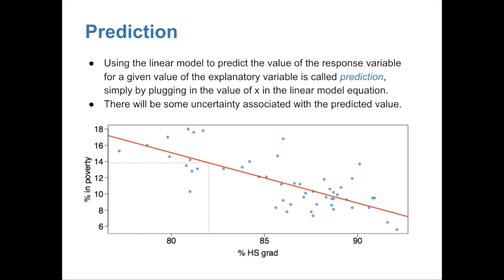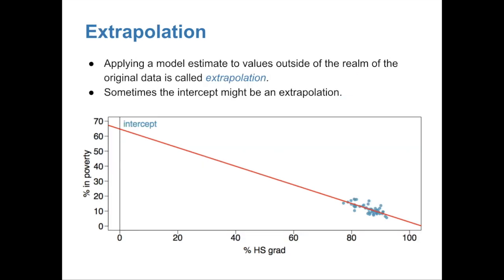Let's talk about prediction. We can use the linear model which we just created to predict the value of a particular response variable for a given value of an explanatory variable. This is what we call a prediction, simply by plugging in a value of x into our model equation. Now we have to be careful because there is some uncertainty associated with the predicted value. We also must be careful to apply a model estimate to values outside the realm of the original data, which is called extrapolation. Sometimes the intercept might be an extrapolation.